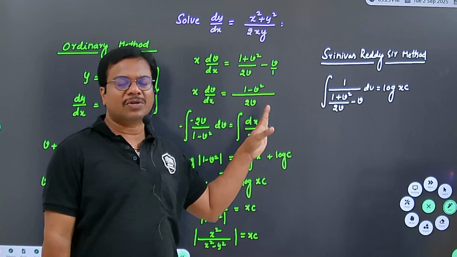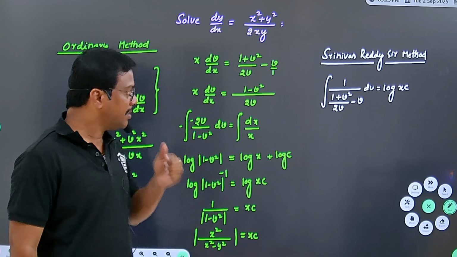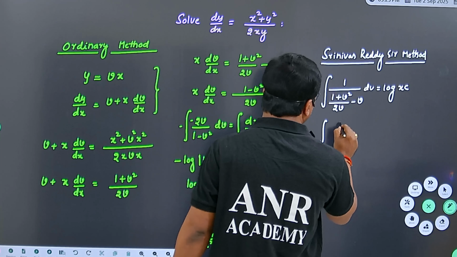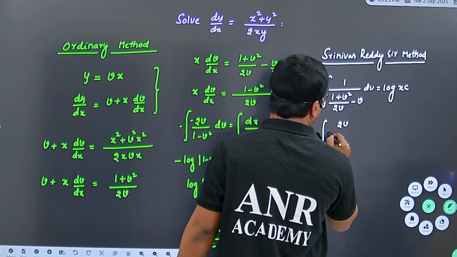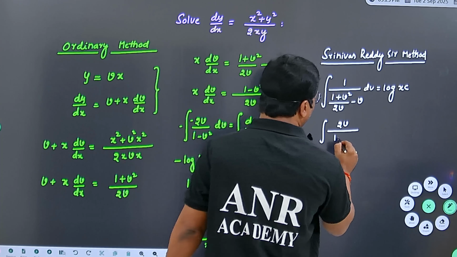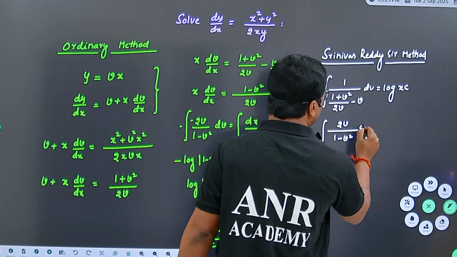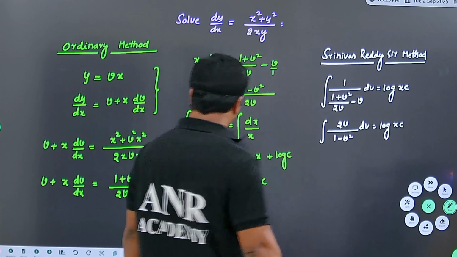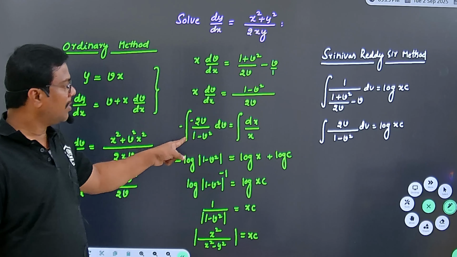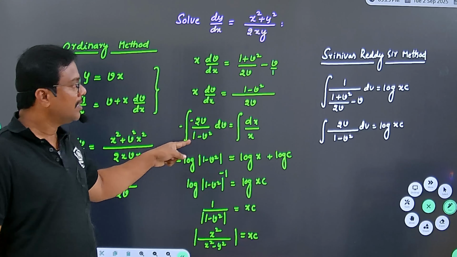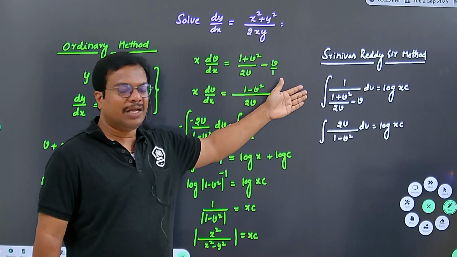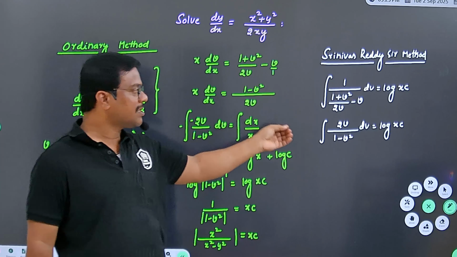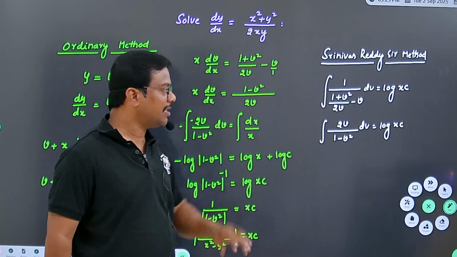Within 3 to 4 steps you will get the result. This is integral 2 times of v divided by (1 minus v square) into dv equal to log xc. Yes, we got this step. Just by applying the short technique, we are here. Just on integrating the function, we get the result.